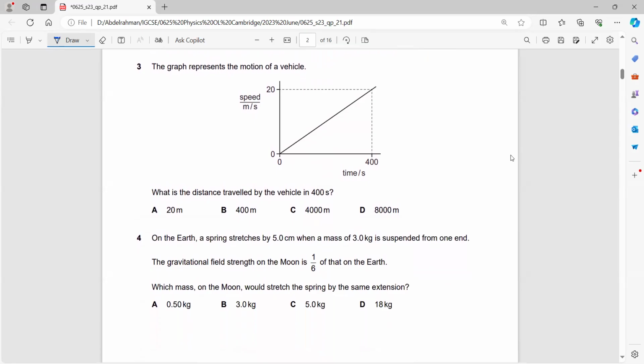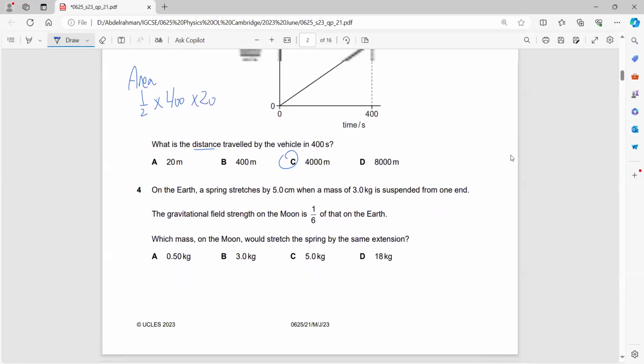We have a speed-time graph and we need to find the distance. Distance in a speed-time graph is equal to the area under the graph. So the area under the graph is half times base times height. Half times 400 times 20 would give me 4,000 meters.